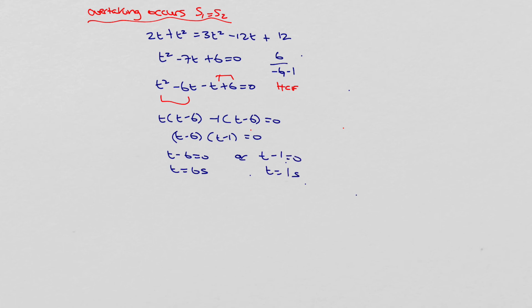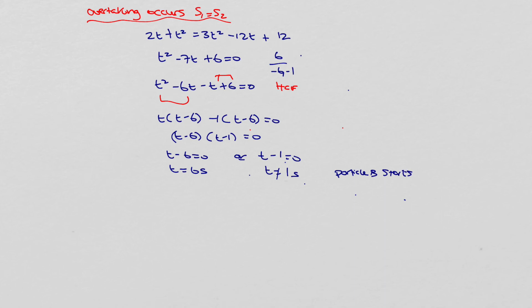But it can't be equal to 1 second because particle B starts at t equals 2 seconds. So therefore, if I was to put in 1, I'd end up with negative time. So therefore, it must be t is equal to 6. So basically that means that overtaking occurs after 6 seconds.